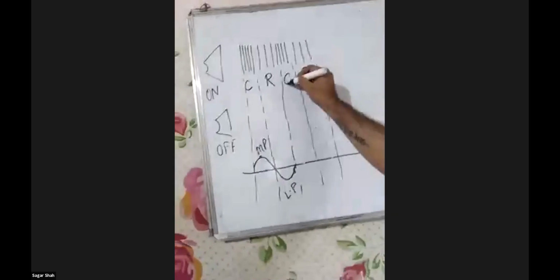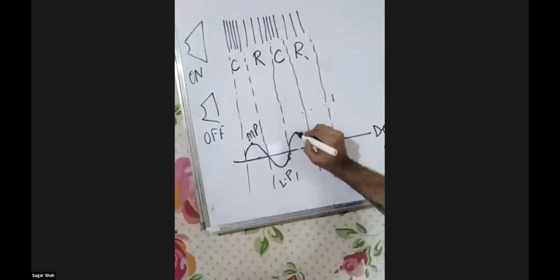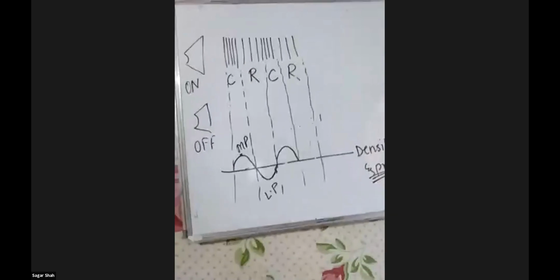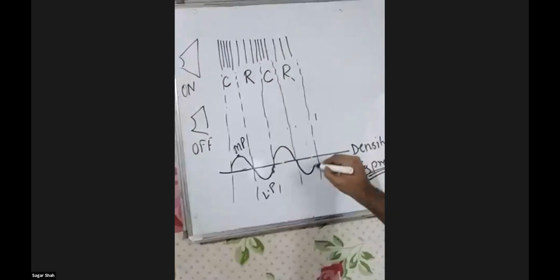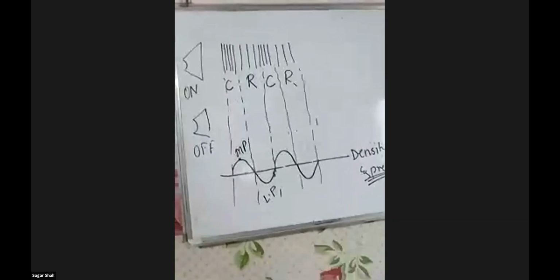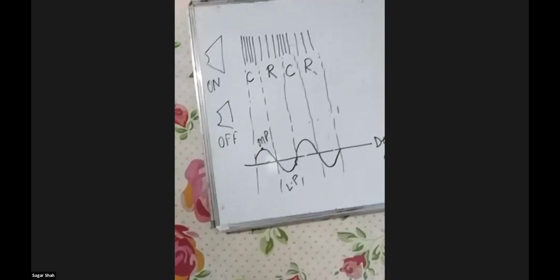Alright, again when we have compression, the pressure and density is going to increase. When we have refraction, the pressure and density is going to decrease, students. So this is the kind of waveform we get, students, right?